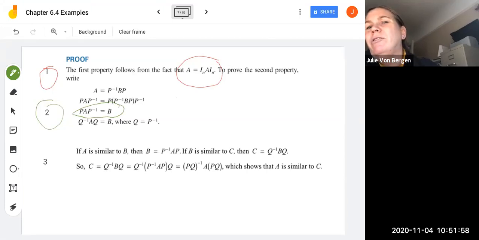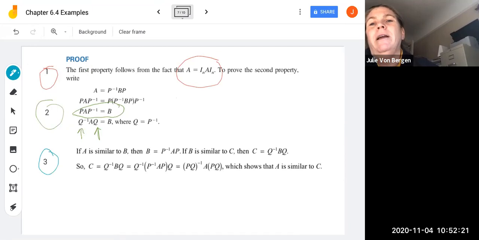And so then we can say, let's just call Q P inverse. And then we've got this relationship Q inverse AQ equals B. We had to call Q P inverse because we wanted to have a relationship such that it's the inverse matrix, A, multiplied by the matrix itself. So that's why we define Q as P inverse.